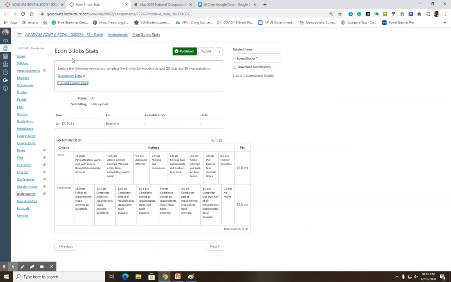This is Mr. Smith going over the Econ 3 job stats activity. There are a couple of components, but first just look at the directions here. Explore the following website and complete the EI chart by including at least 20 facts and 10 interpretations.